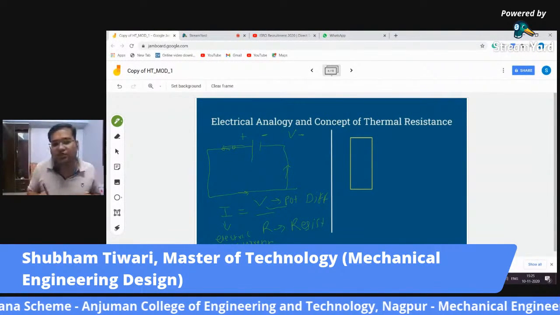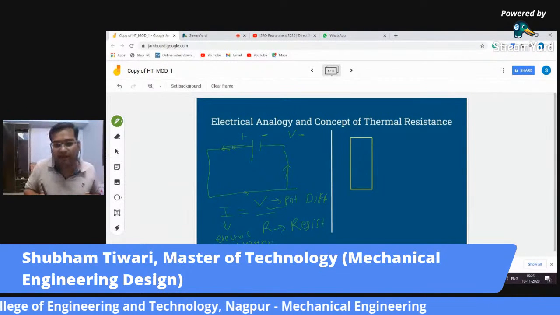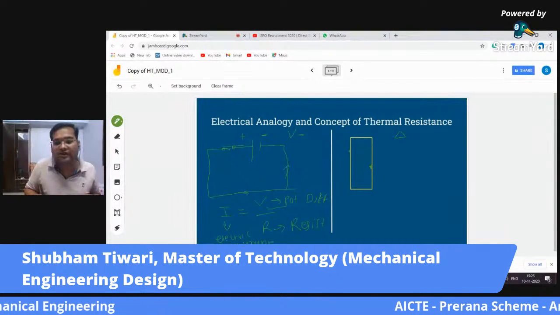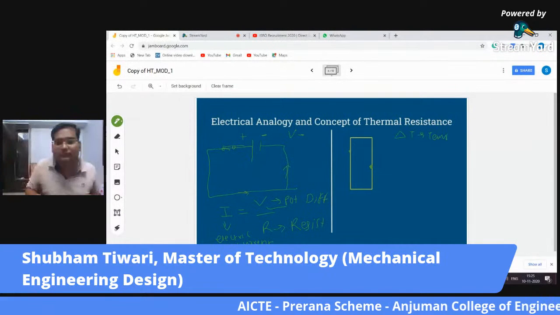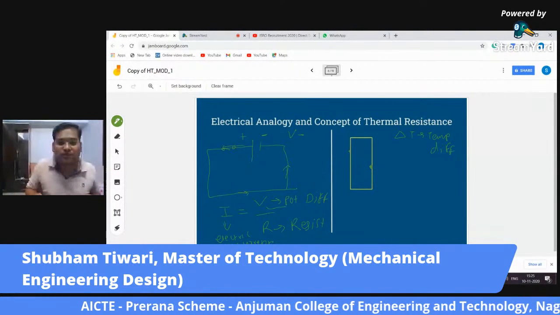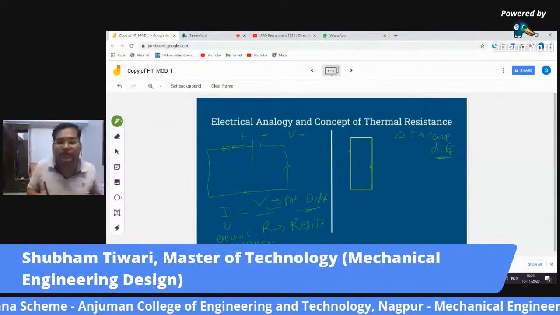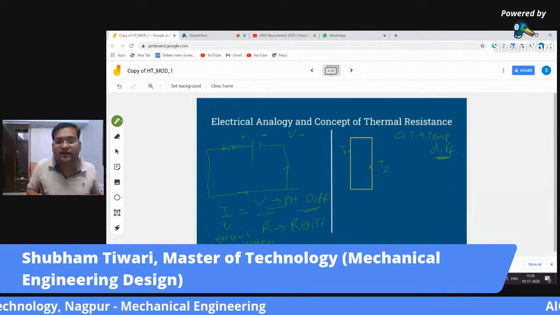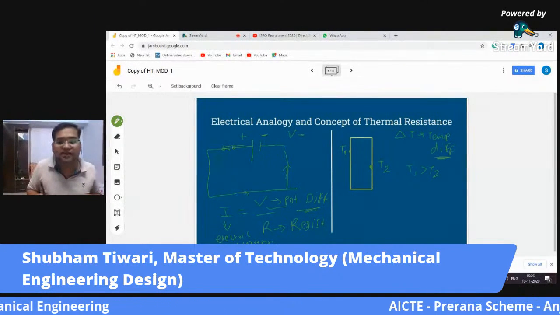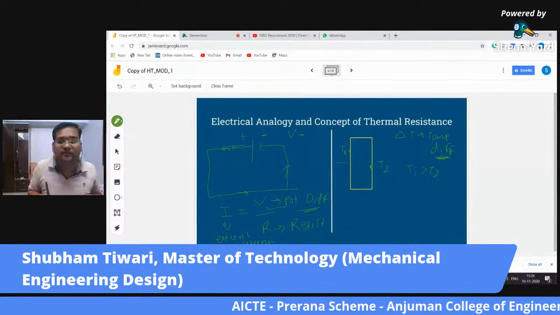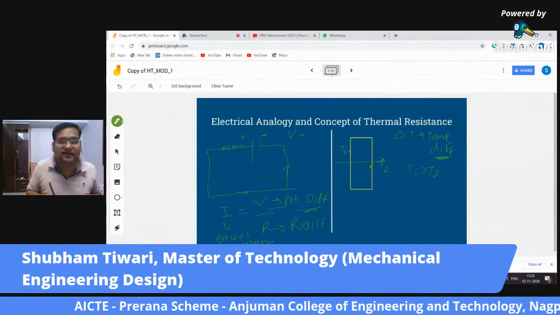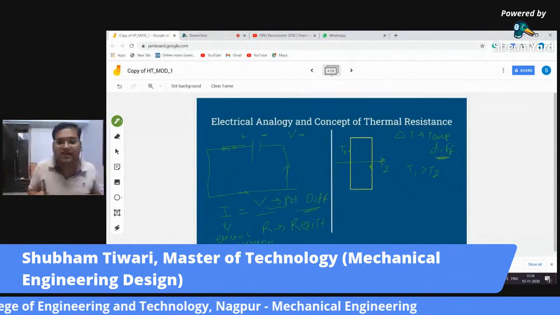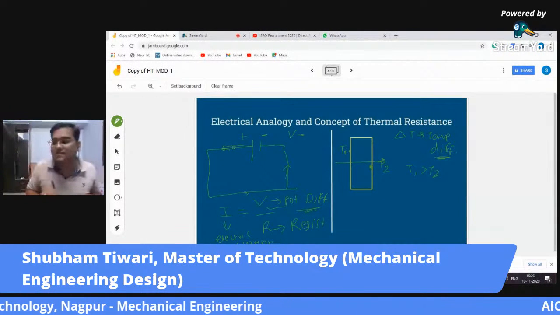Now let us jump towards our mechanical stream and find out what we have to study. We are studying conduction here. We know that heat transfer occurs because of temperature difference. Here we had potential difference, here we have temperature difference. The wall at this point is at temperature T1. Here it is at T2. T1 is greater than T2. So there is a visible temperature difference. The heat will flow from high temperature to low temperature, just like in this case the electrons were flowing from high potential to low potential.